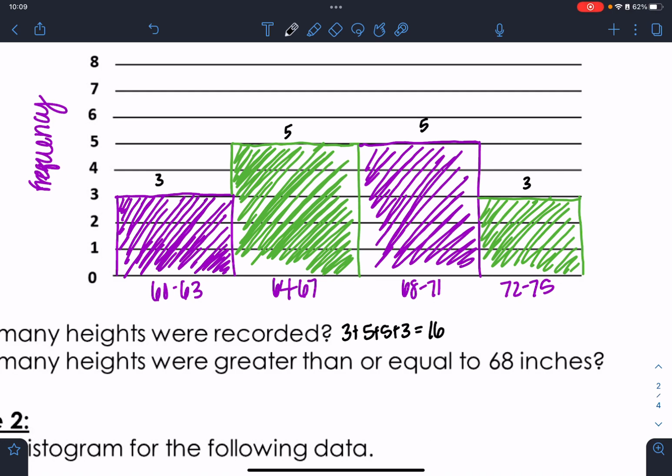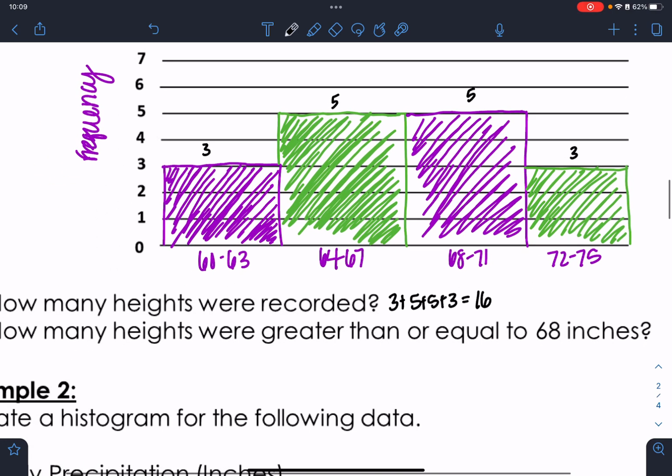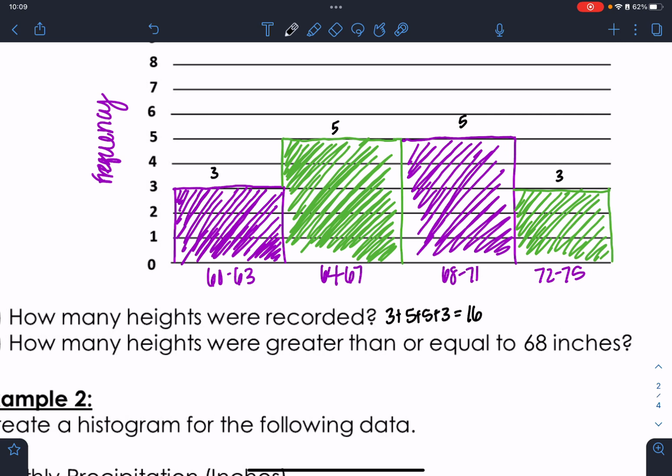All right. And then we want to know how many heights were greater than or equal to 68 inches. Because we have it organized, I can locate, okay, greater than or equal to 68.